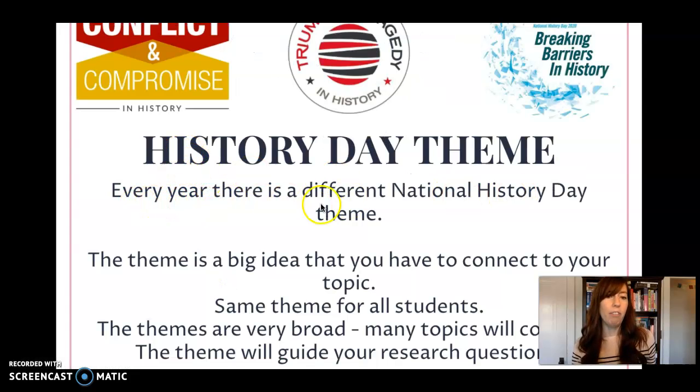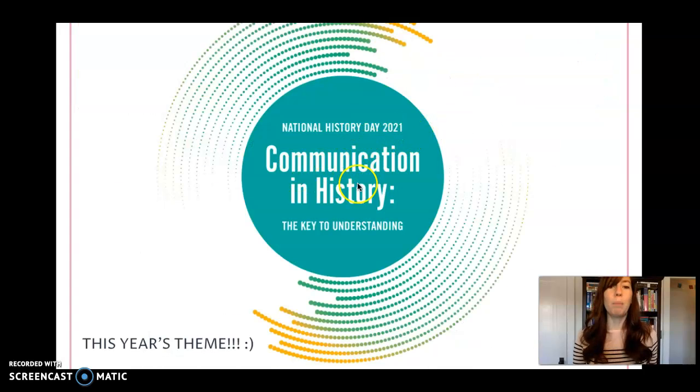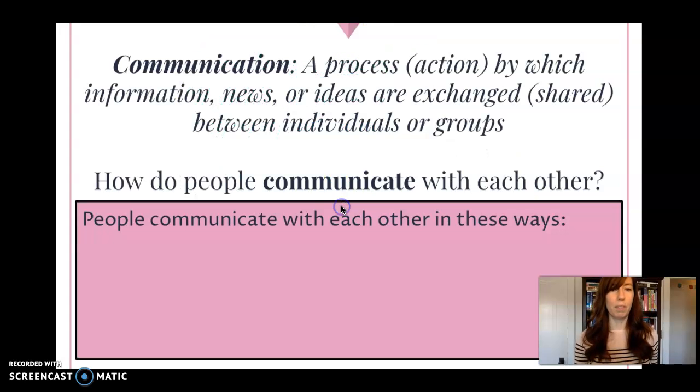History Day theme. Every year there's a different National History Day theme. The theme is a big idea that you have to connect to your topic. Same theme for all students. The themes are very broad. Many topics will connect. The theme will guide your research questions. 2018, Conflict and Compromise. 2019, Triumph and Tragedy. 2020, Breaking Barriers. And 2021, Communication in History.